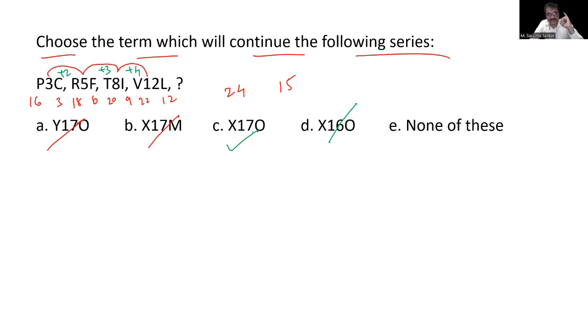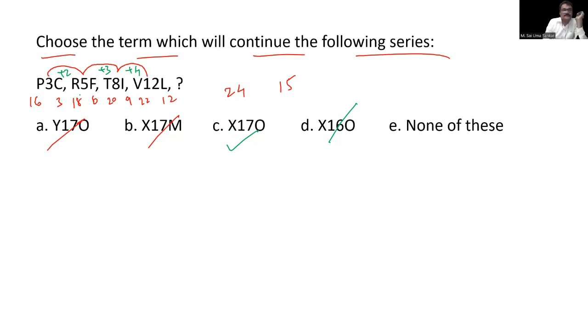Yes, the combination of letter and number series. Okay, so what is the letter? 16th letter, next 18th letter, next 20th letter, next 22nd letter. What is the next letter? Next letter should be 24th. That is equal to X.